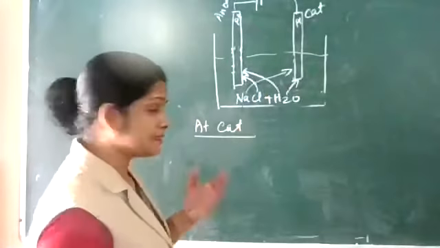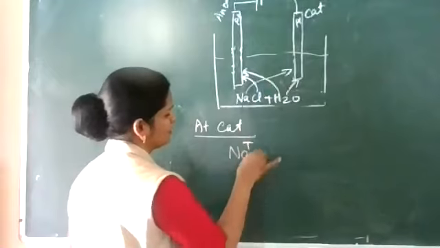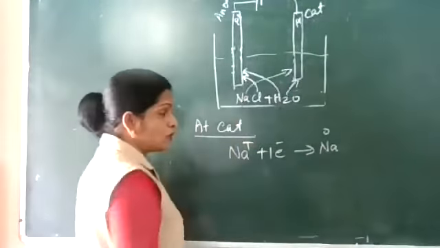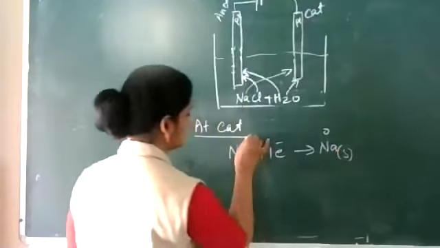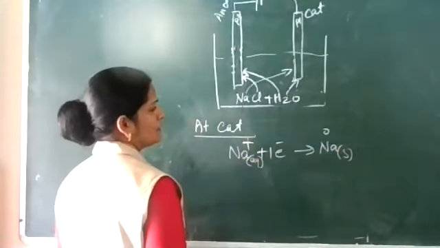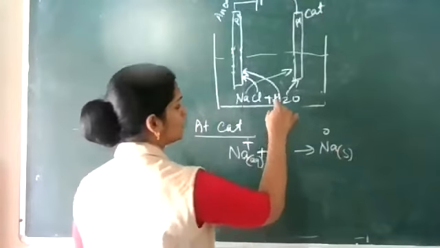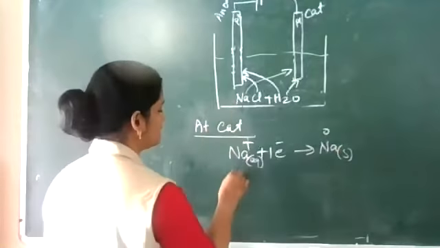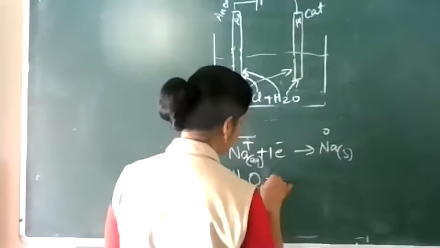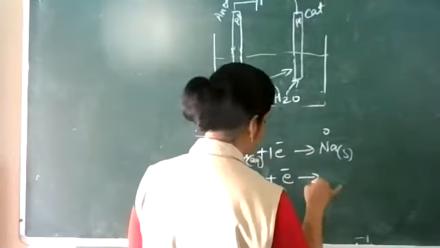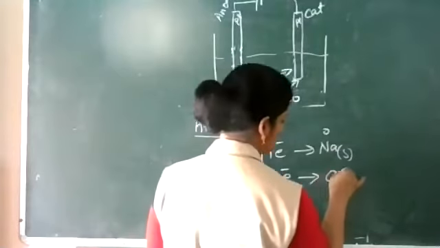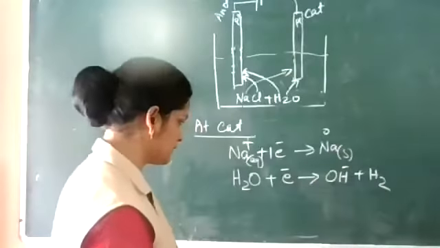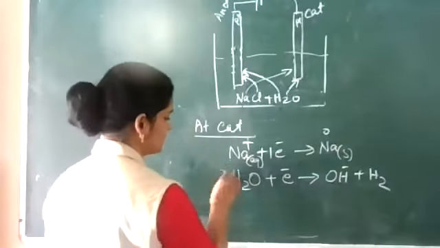What all expected reactions are there? Na+ can undergo reaction to form Na, that is sodium metal. And the other possible thing is that water can undergo reaction. Water reaction will give base and hydrogen.